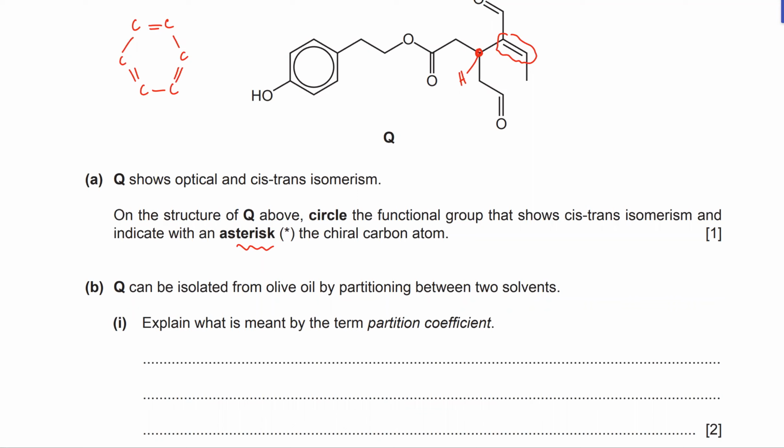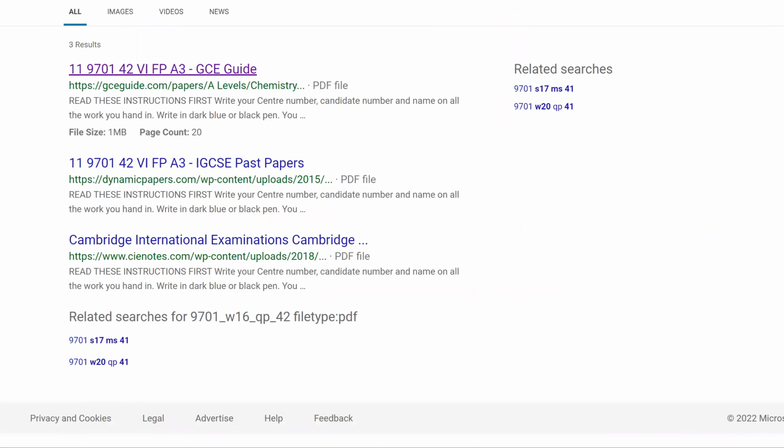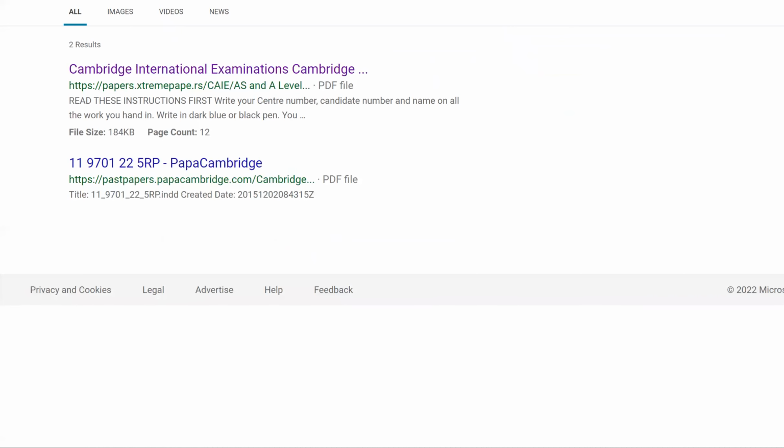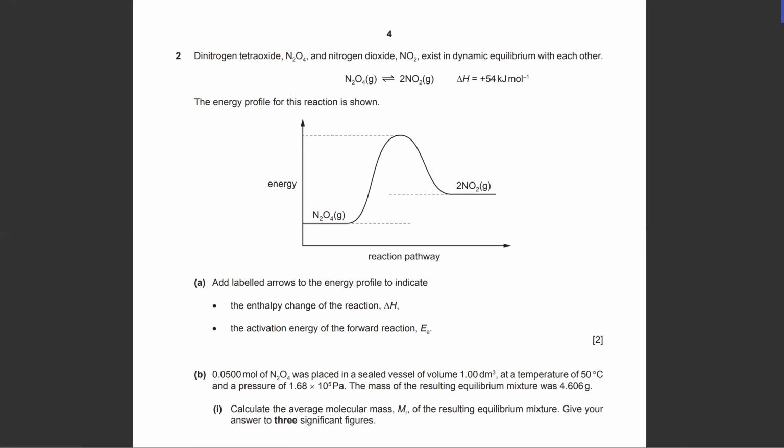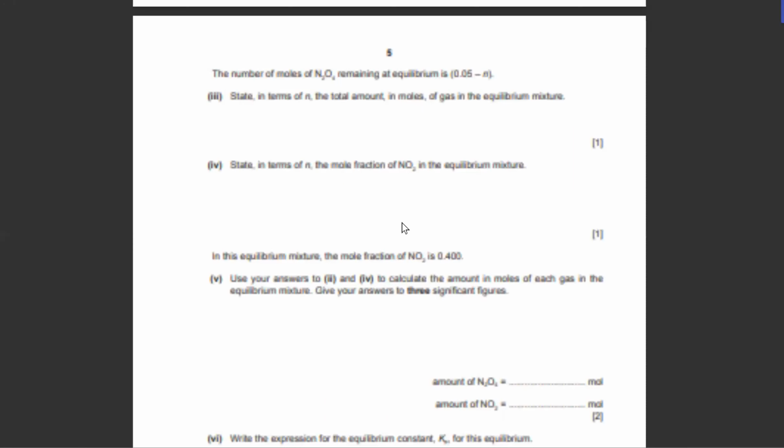Coefficient. Which question came up? Just a second. Actually, sorry, I've opened paper 4 by mistake, sorry. Okay, so just a second, let me open the right paper. Okay, theory, organic question.